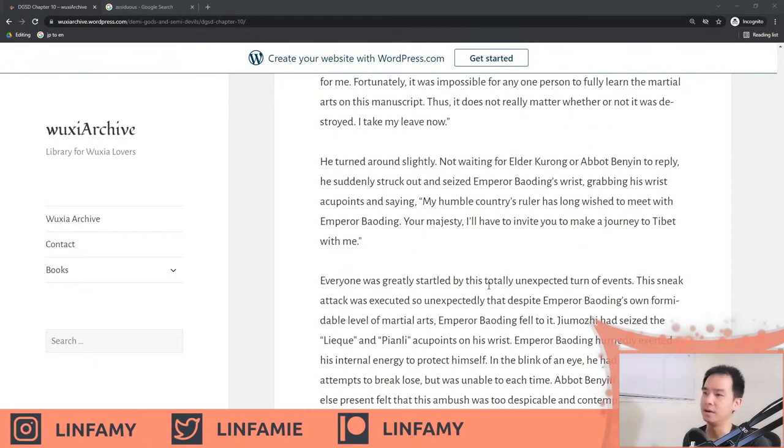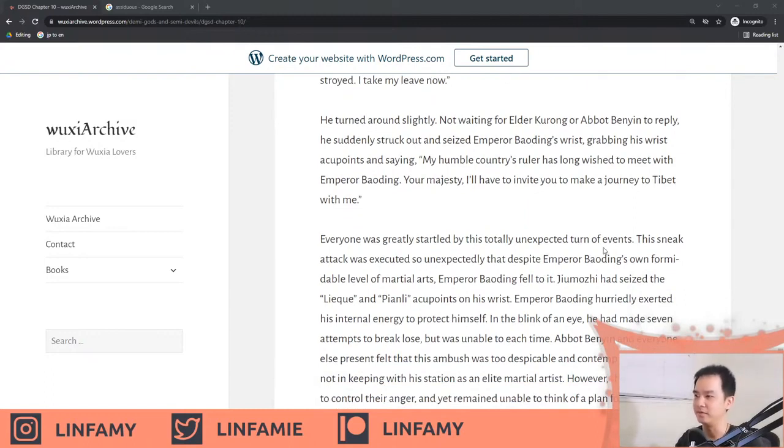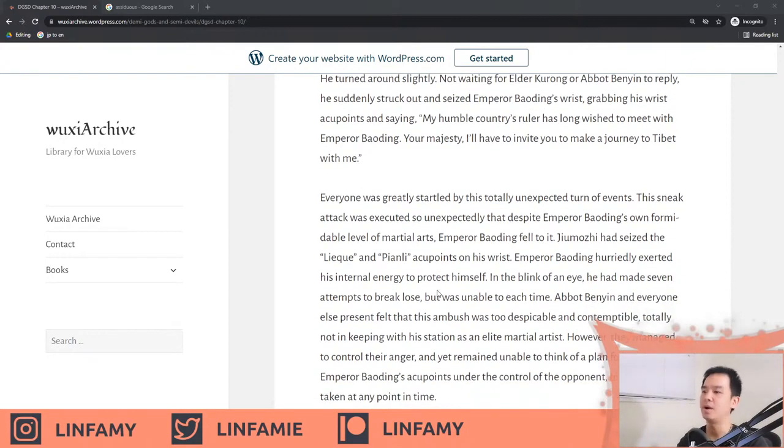He turned around slightly. Not waiting for Elder Kurong or Abbot Bunyin to reply, he suddenly struck out and seized Emperor Baoding's wrist, grabbing his wrist acupoints and saying, "My humble country's ruler has long wished to meet with Emperor Baoding. Your Majesty, I'll have to invite you to make a journey to Tibet with me." Everyone was greatly startled by this totally unexpected turn of events. This sneak attack was executed so unexpectedly that despite Emperor Baoding's own formidable level of martial arts, Emperor Baoding fell to it. Jiumotsu had seized the Li Chi and Pian Li acupoints on his wrist.